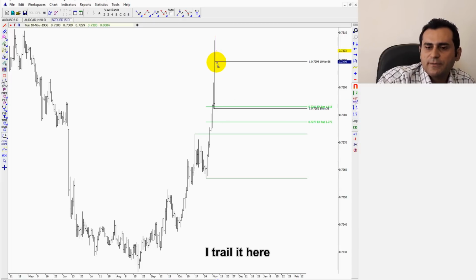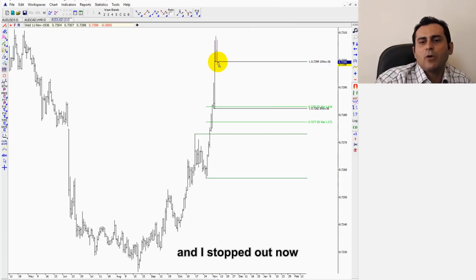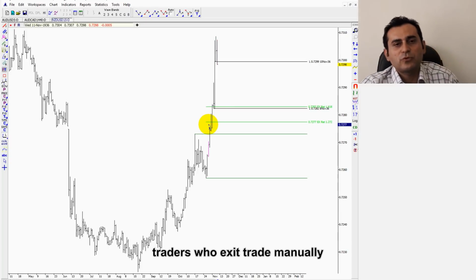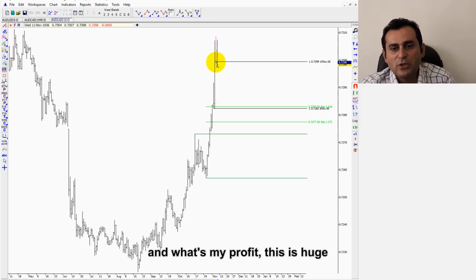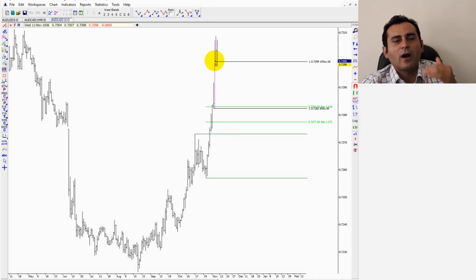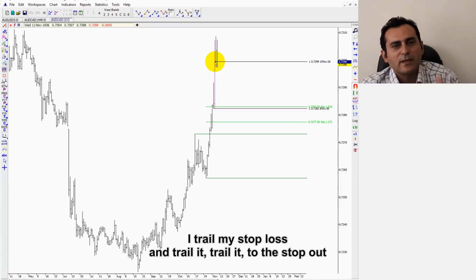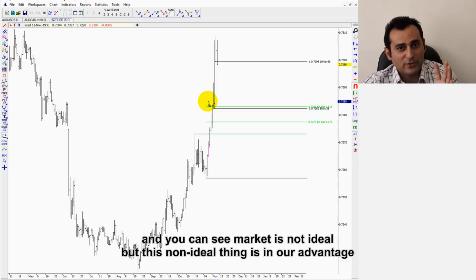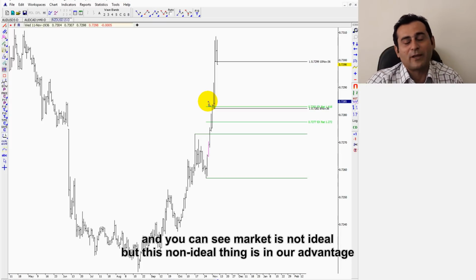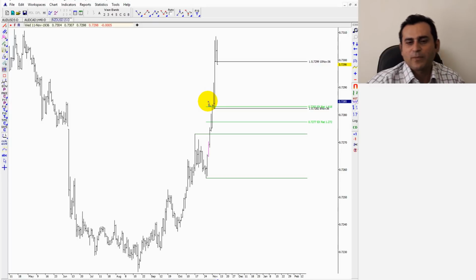I trail it here, and now I have stopped out. Watch the difference. Some traders who exit the trade manually, it's their profit, and what is my profit? This is huge, you know. So I trail my stop loss and trail it till I stopped out. And you can see in this, market is not ideal, but this non-ideal thing is to our advantage, and we like it very much.